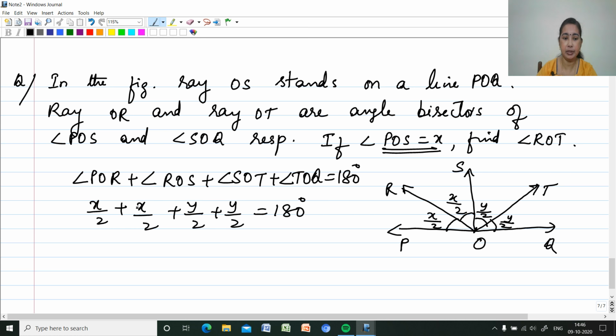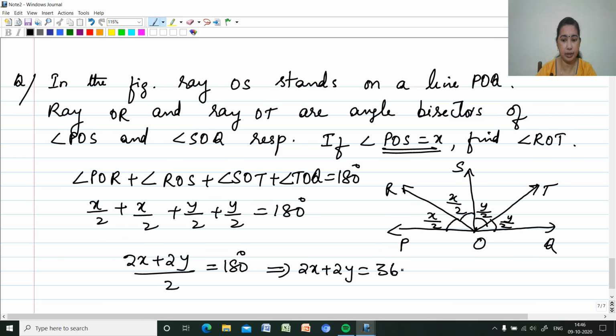The denominator 2 is common, so the numerators we can add. So 2x plus 2y whole by 2 is equal to 180 degrees, or 2x plus 2y is equal to 360 degrees. Or we can say x plus y is equal to, here 2 is common, taking it out and dividing 360, we are getting 180. So we know that x plus y equals 180.